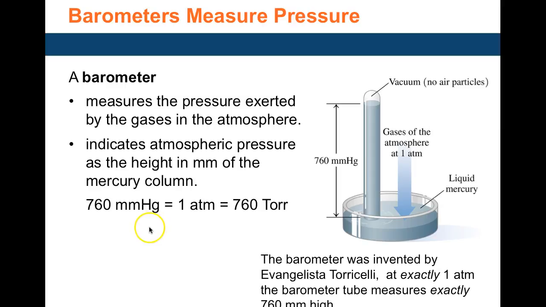So how is pressure of a gas or even air determined? Evangelista Torricelli came up with this ingenious method where he took a long tube, a capillary tube, filled it with liquid mercury, and then upturned it into a dish of liquid mercury.